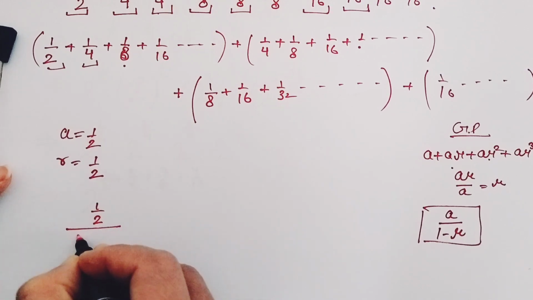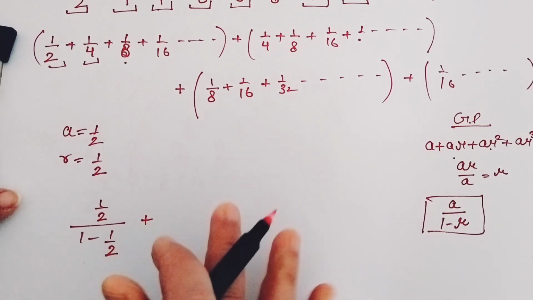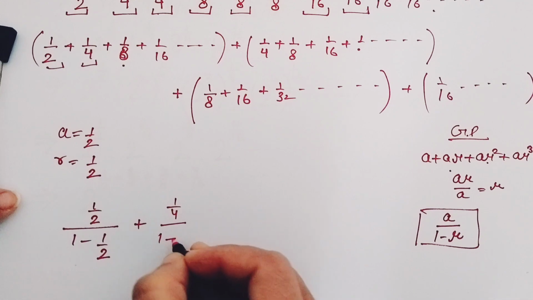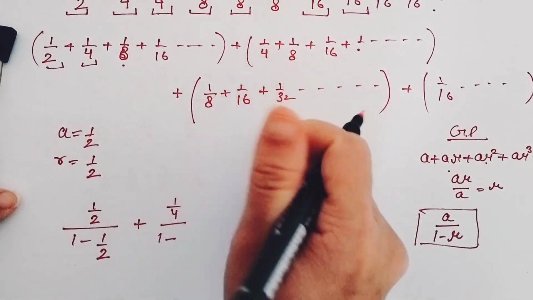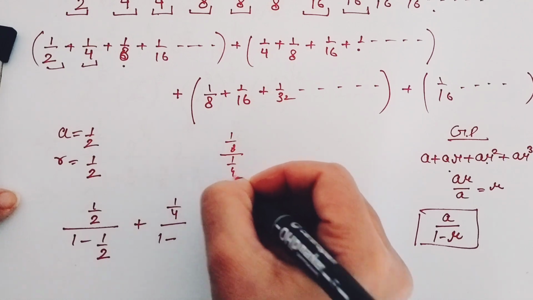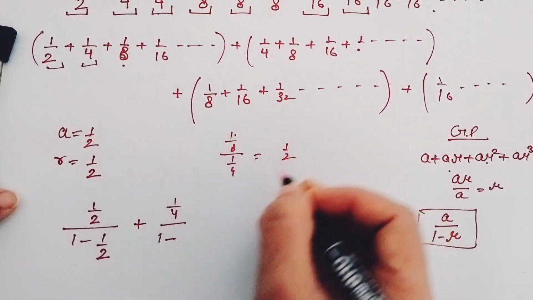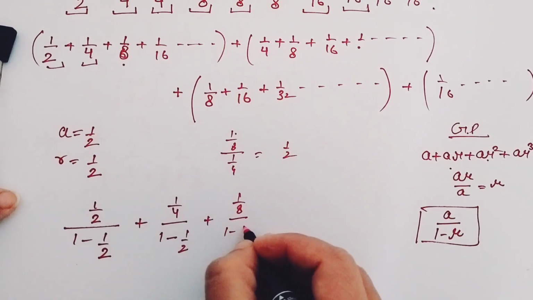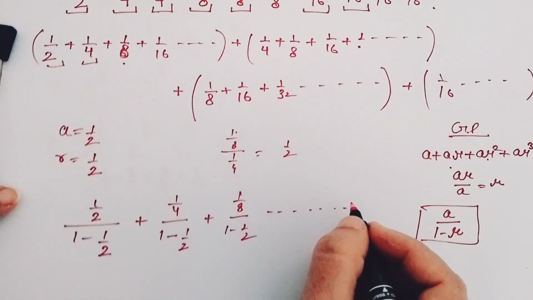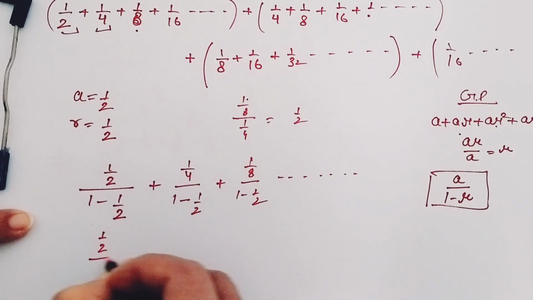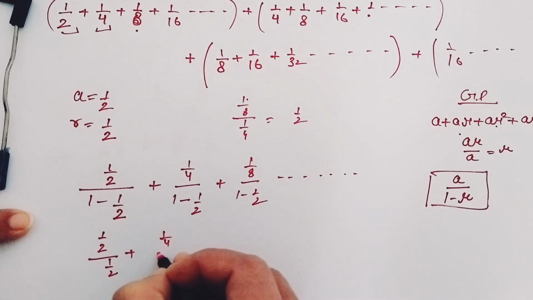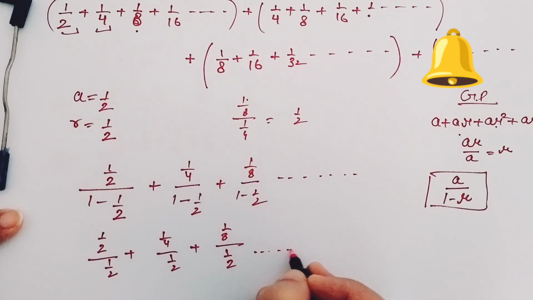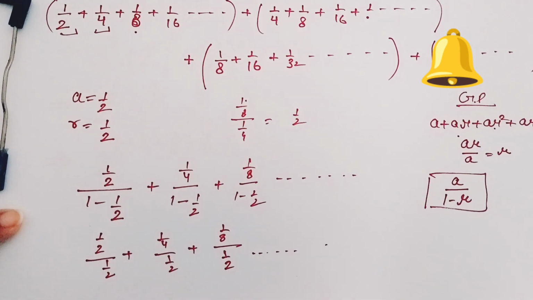This sum is 1 by 2 upon 1 minus R, plus for the next sum the first term is 1 by 4, A upon 1 minus R. What is R? R is 1 by 2 here as well. Why? 1 by 8 upon 1 by 4 is 1 by 2. So 1 minus 1 by 2, plus here 1 by 8 upon 1 minus 1 by 2 up to so on. So what do we get? We get 1 by 2 upon 1 by 2 plus 1 by 4 upon 1 by 2 plus 1 by 8 upon 1 by 2 up to so on. We get this thing.